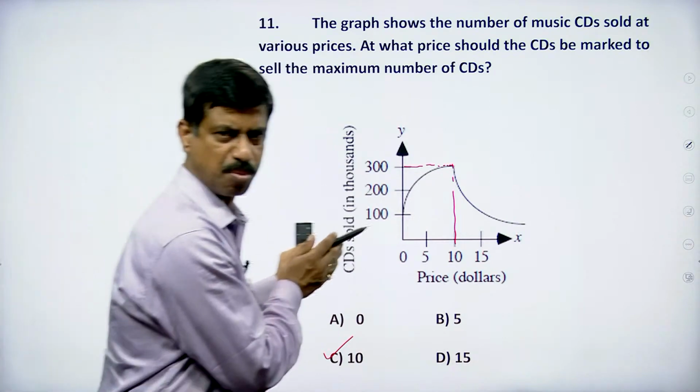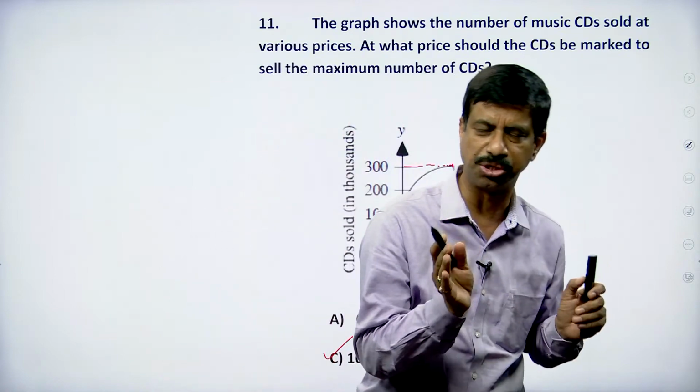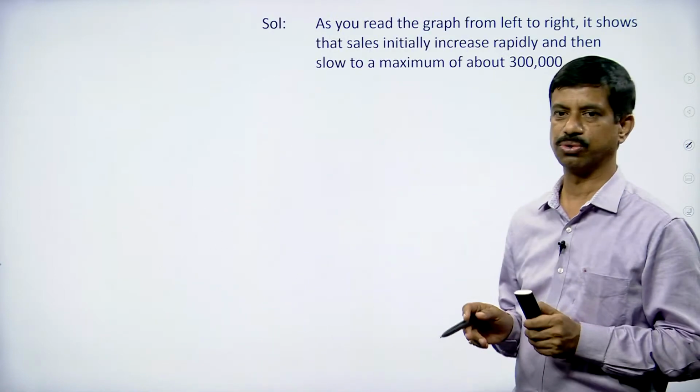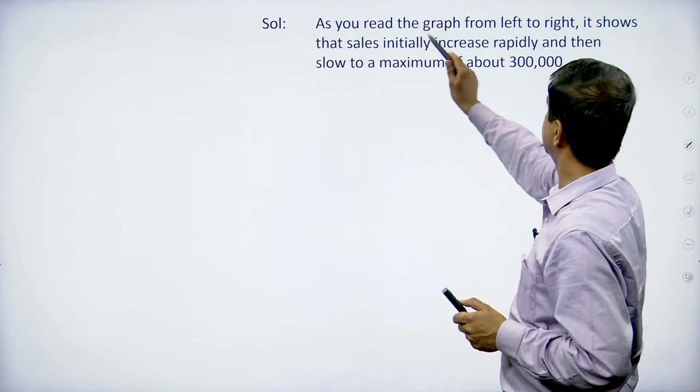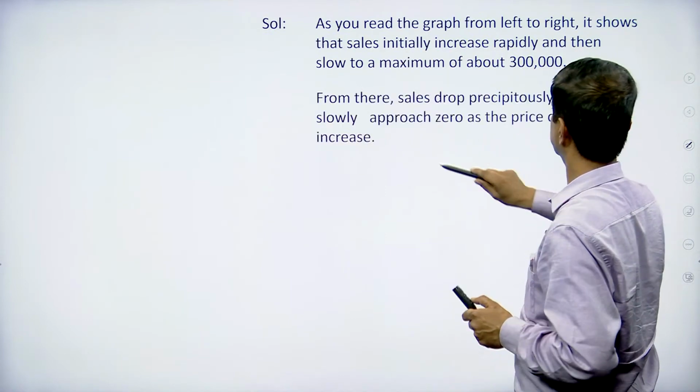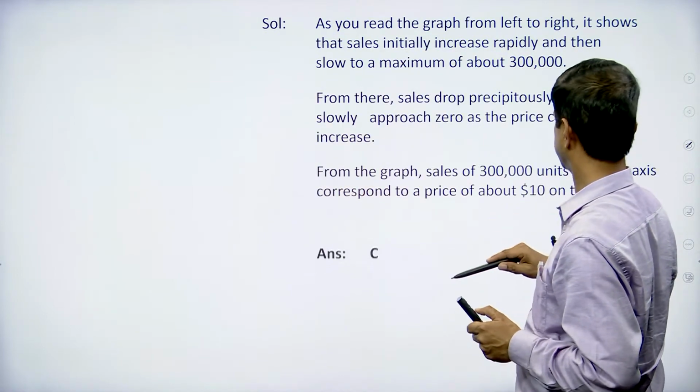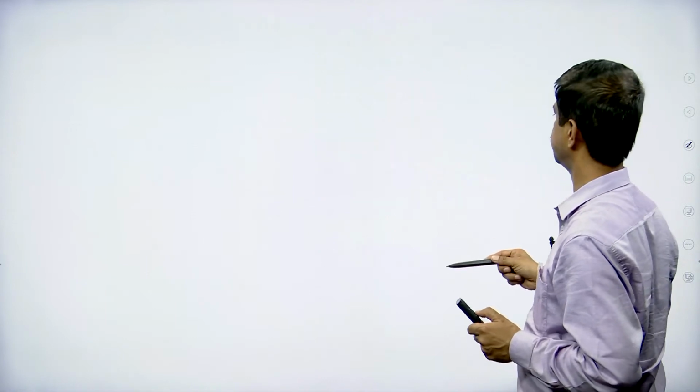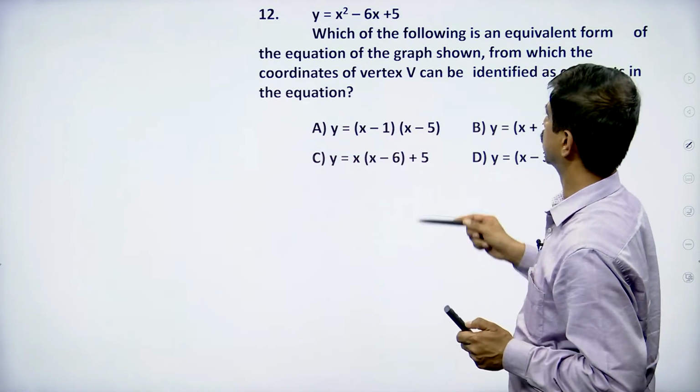Okay, children, very small question, very small solution. Let's move to the next question. Please note it. As you read the graph from left to right, so graph should be shown. Achha, this is continuity of the solution. Okay. So look at this.